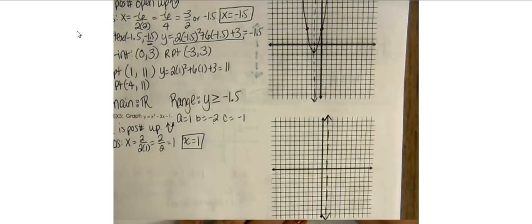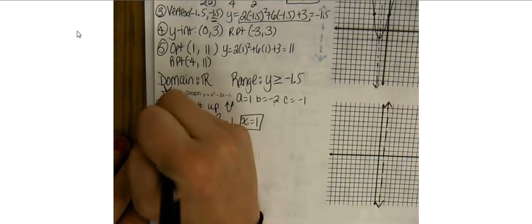Next, I already know half of my vertex, which is step number 3. My vertex is located at 1 comma something, and so I need to substitute that 1 into my function. And I'm going to write y is equal to 1 squared minus 2 times 1 minus 1. Always use parentheses whenever you're substituting, and you'll end up with -2. So I'm going to go to where 1, -2 is, and I'm going to plot a point, and that's my vertex.